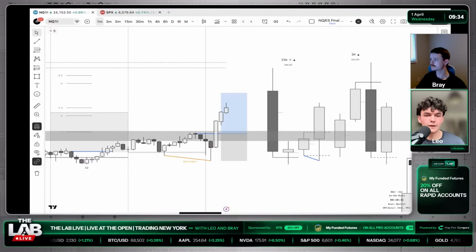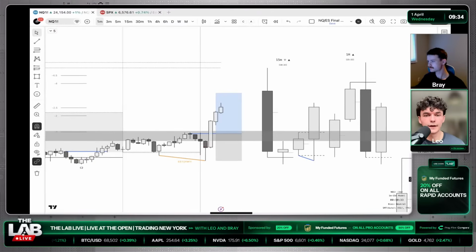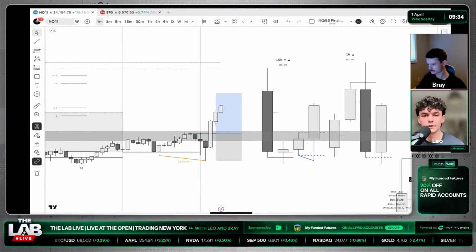Which indicator is printing those SMTs? It's the T-Trades fractal.